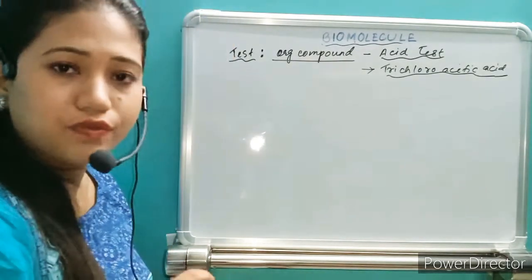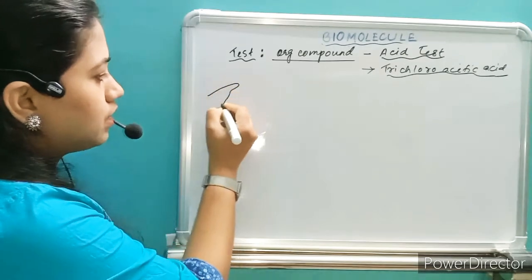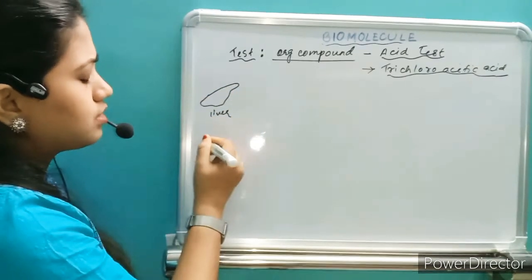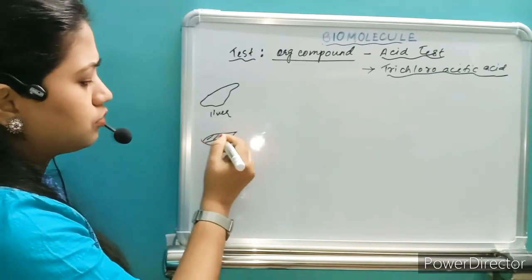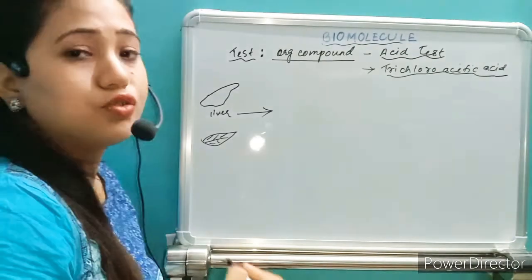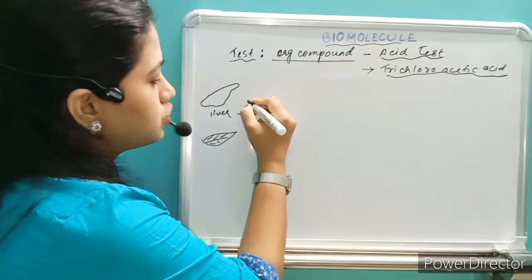So what we are going to do first, we can take the animal tissue. It can be either a piece of liver or just a leaf, any of the compounds. First of all, you have to take a piece of tissue.